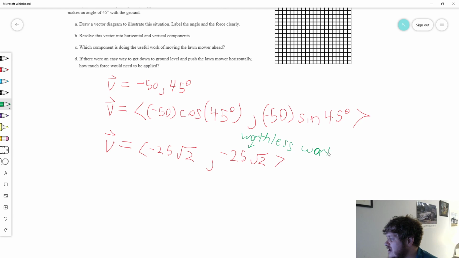To be perfectly honest, if we were to push straight on from ground level, we could just push with this amount of force horizontally and we'd be good. So we could just say 25 root 2 pounds of force. And physics is one of the places where vectors become very useful very quickly. Same with parametric equations, which we'll learn about more.